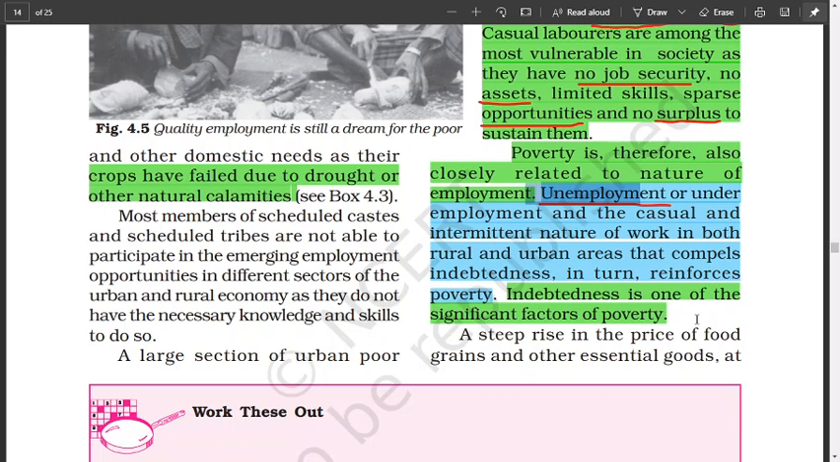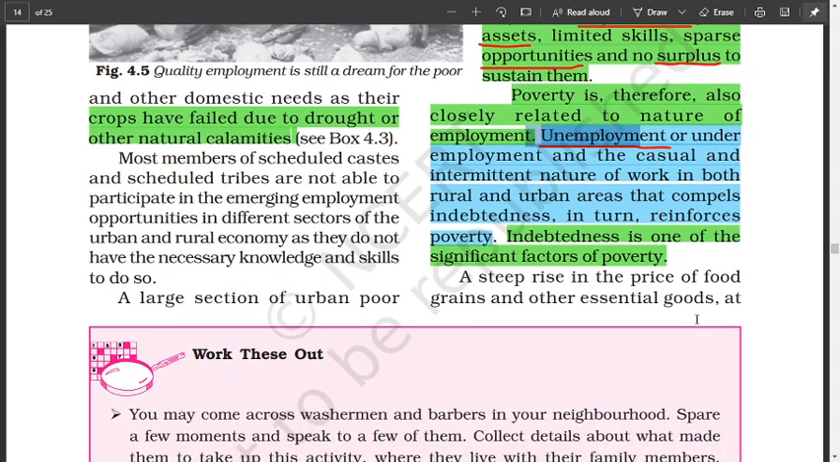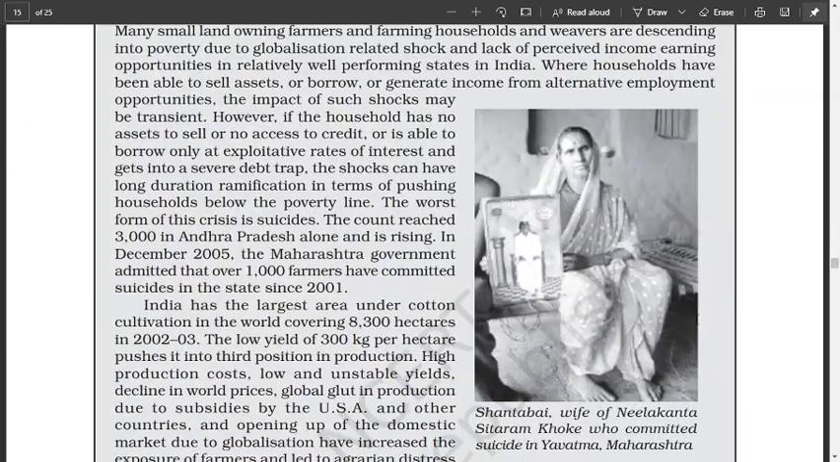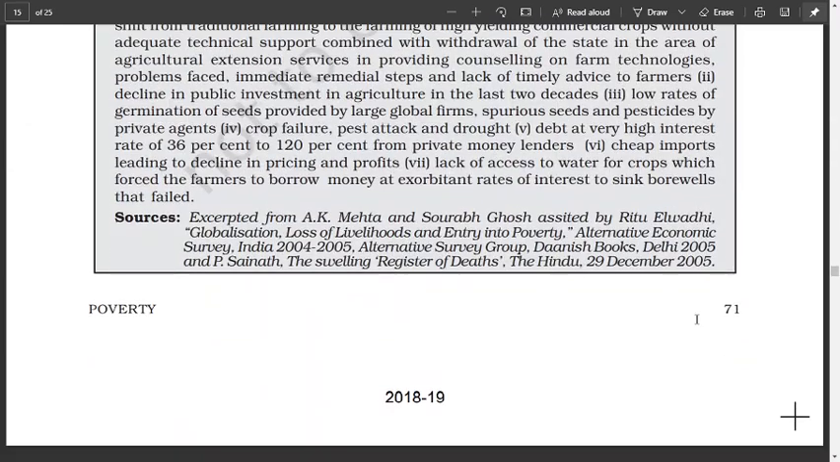Why loans? Because they need to put money into their work, into agriculture. But sometimes they cannot recover and cannot repay because of the inconsistency in the job that they are holding. So that's why unemployment is one of the reasons why people are poor. If you don't have a job, you don't have income. No income means poor. That's the reason why people in India are under poverty.